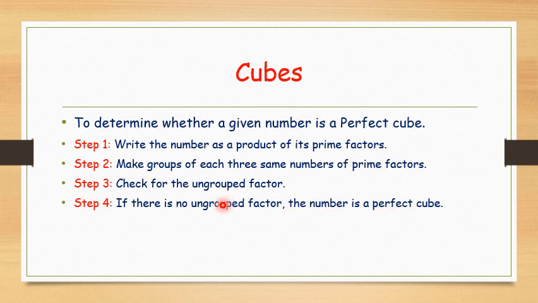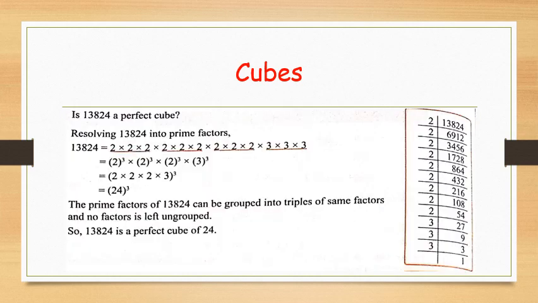If there is no ungrouped factor, then the number is a perfect cube. If there is any ungrouped factor, then the number is not a perfect cube. Okay, so this is the way we are going to check whether the given number is a perfect cube or not. Let's see with an example.